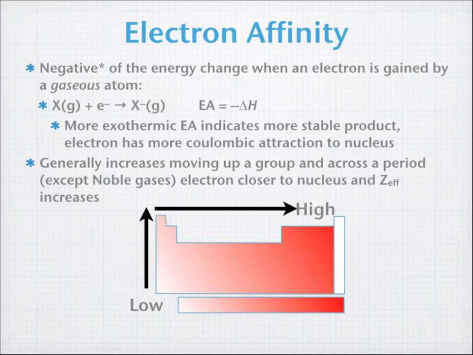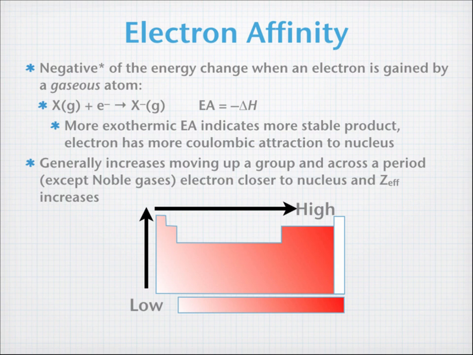The trend in electron affinity is generally the same as in the ionization energy. The electron affinity starts off very low in the lower left-hand corner, as the electron that would go into the atom is very, very far from the nucleus, and it increases as you move up. As that electron that you put in gets closer and closer to the nucleus, it becomes more stable, it becomes a more attractive environment for that electron.